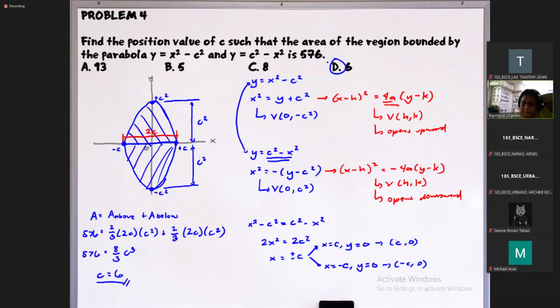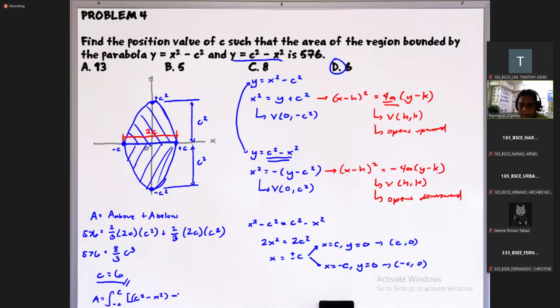Okay? So pwede nyo rin gamitan to, kaya sinabi ko kanina, pwede nyo rin gamitan ng integration, di ba? So yung area kasi natin dito will just be the integral from negative c to positive c, okay? So ano yung upper boundary natin? So yung nasa taas. Ito yung nasa taas, no? Okay? So we have c squared minus x squared.